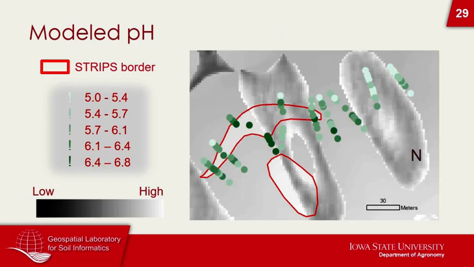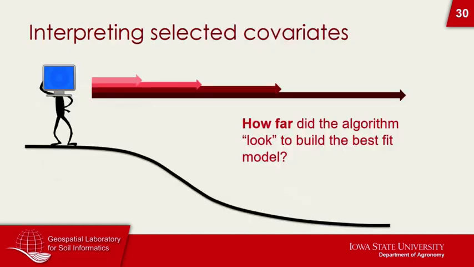Modeled pH was a little bit more exciting. Our models ended up dividing the landscape into several parts. However, we noticed that there is only one case in which the actual location of the samples really played a significant role. So we're going to go on and interpret some of the selected covariates. In this section, we're going to think about how did the algorithms look at the field and how did it best fit those models that we just saw.